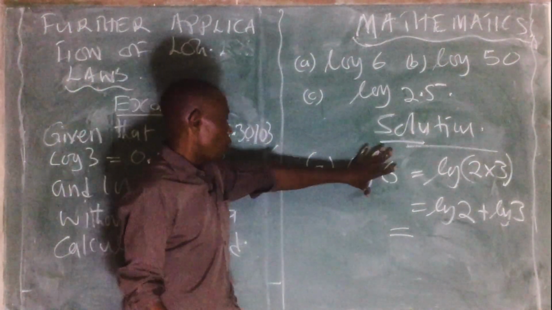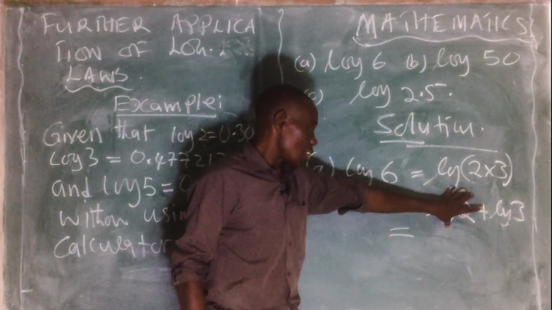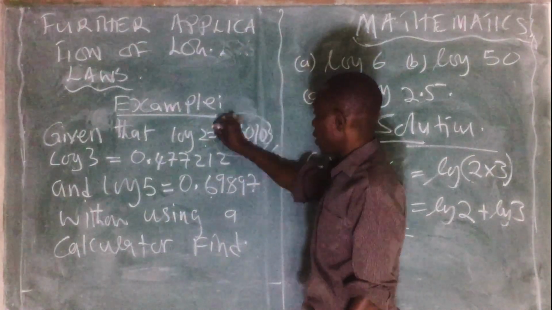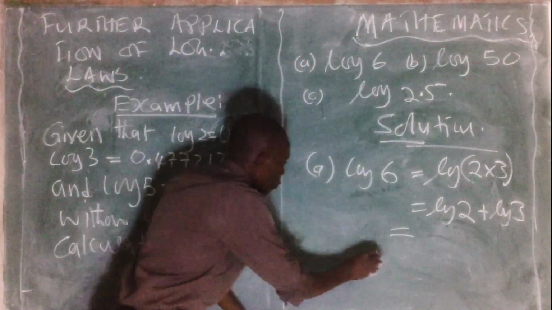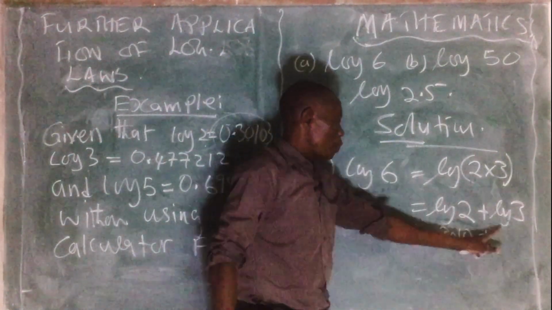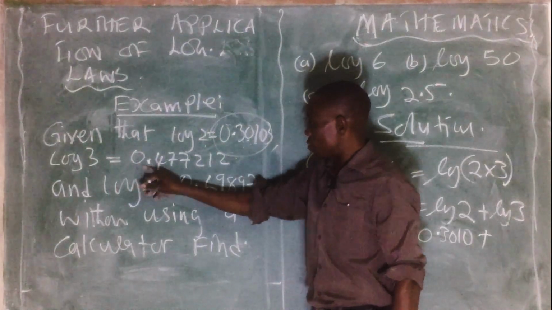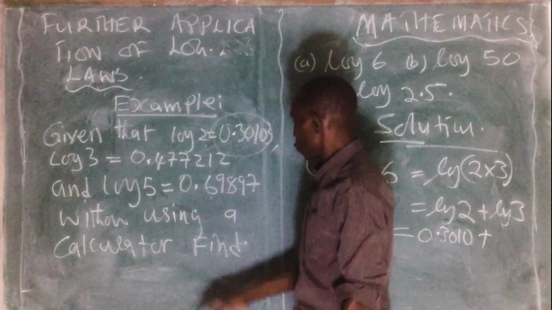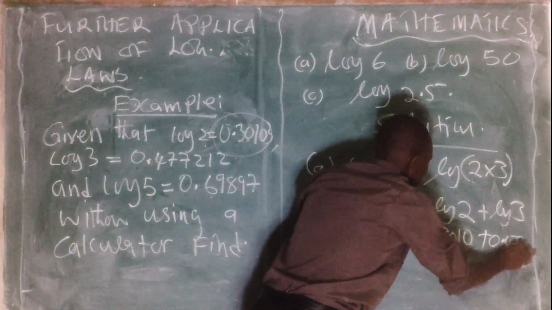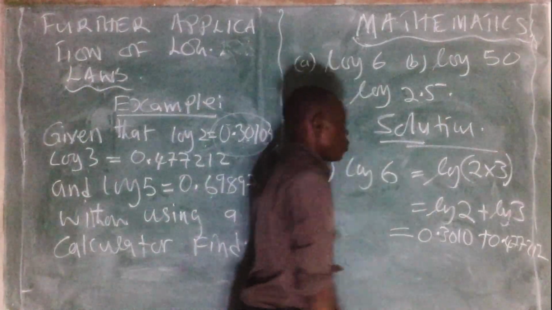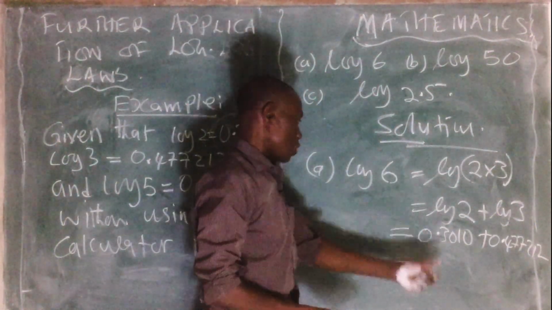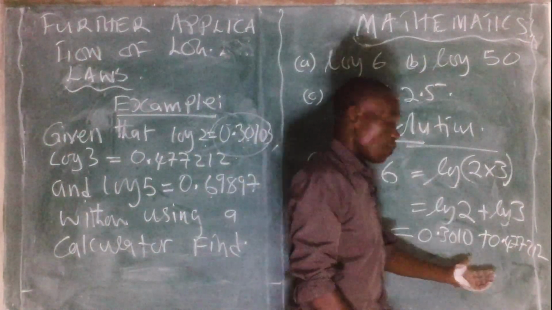It means if I talk of log of 6, I'll be talking of this situation. Coming to the question, I find that log of 2 can be substituted by this value here. So wherever I have log of 2, I'm going to write 0.3010. And where I have logarithm of 3, it's already given here, which is 0.477212. So I'll write 0.477212 as such. When we add this one to that one, you'll be in the position to find the logarithm of 6.